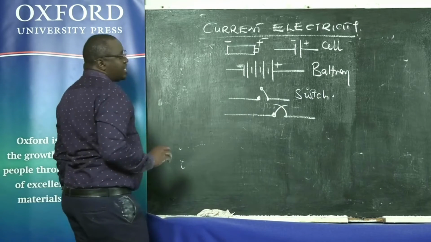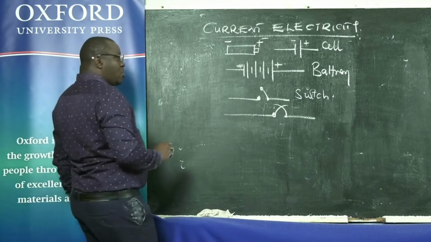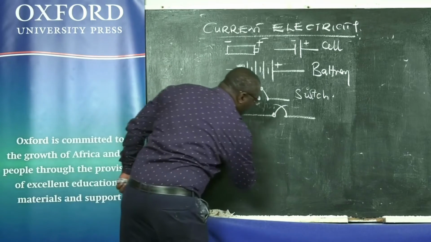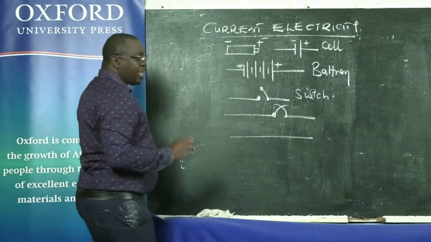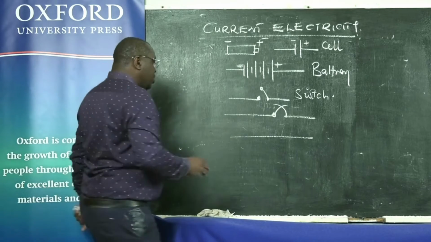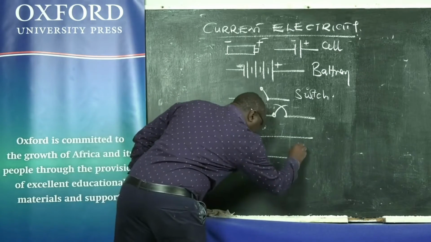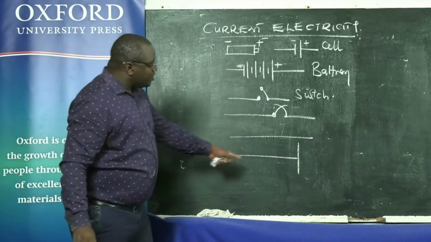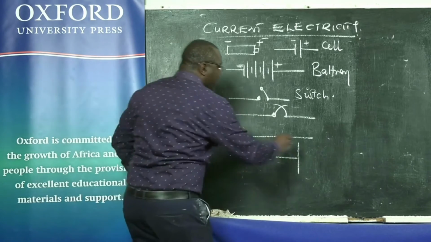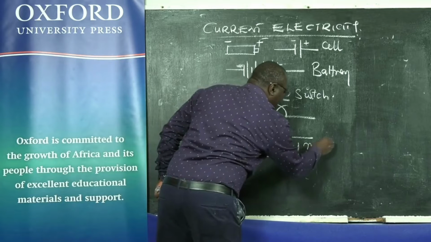Another important feature that we are going to be looking at, we have connecting wires or connecting leads or conductors. So this is just a single connecting lead. Then we may have something like this. This is a connecting lead that is making a T-junction. So we can call these metallic conductors.